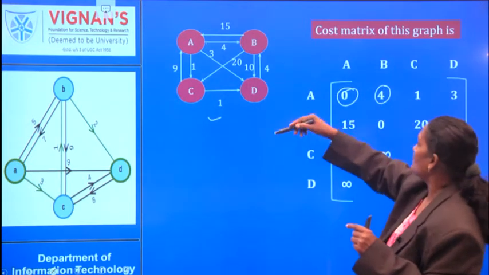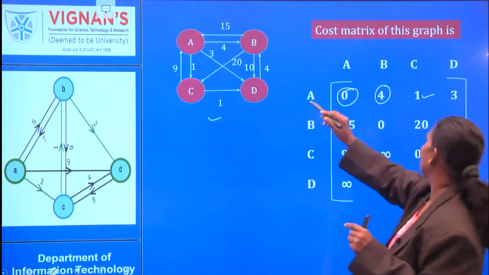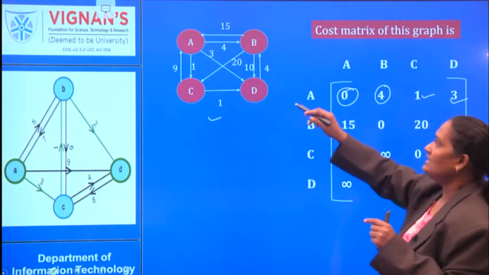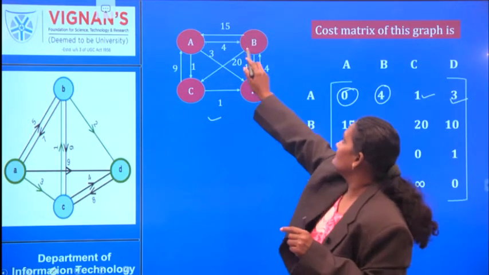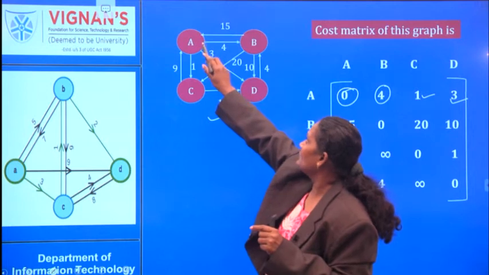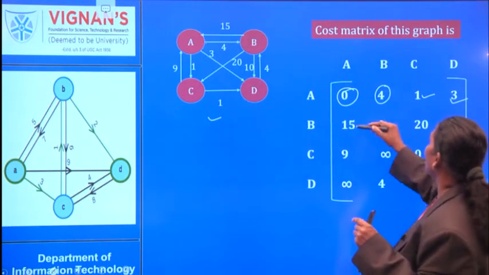In the same way, cost of A to C is 1. Cost of A to D is 3. Here there is a direct path from A to D. Cost of A to D is 3. Now coming to B to A. Here there is another edge from B to A whose cost is 15. Now B to A becomes 15.